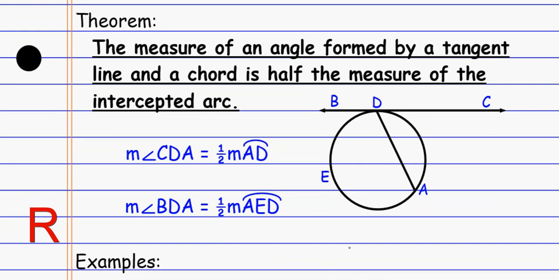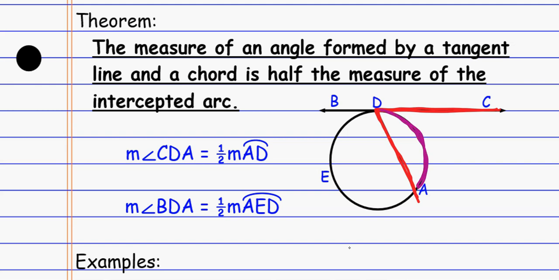This one: the measure of an angle formed by a tangent line and a chord is half the measure of the intercepted arc. Really, it's the same thing that we had with an inscribed angle, but now we're talking about this angle that's formed by a tangent line and a chord. And we talk about the intercepted arc. If you think about this guy like an alligator, it's the arc that's inside of here. It's the arc that this thing is eating, inside the alligator's mouth. So when you look at that, we're talking about this guy right here.